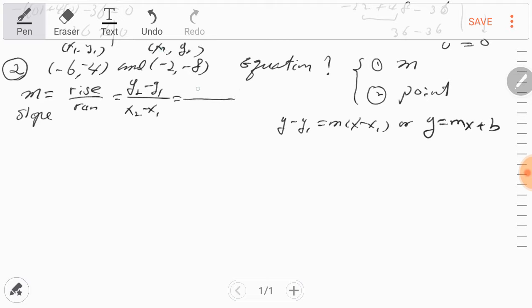So y2 minus y1 is negative 8 minus y1. y1 is negative 4. Make sure you put the parentheses around negative 4. Why? Because we want to protect the negative number. Okay, x2 minus x1. Then this is equal to negative 8 plus 4 over negative 2 plus 6. So negative 4 over 4, which is negative 1. So the slope is negative 1.